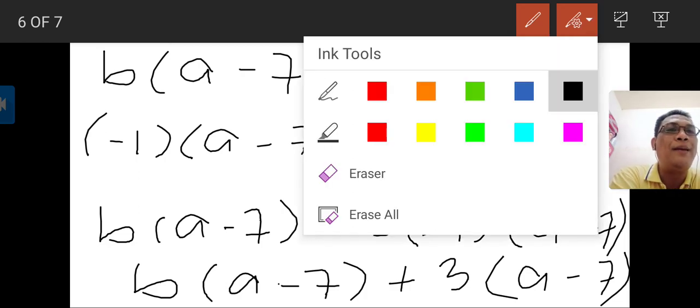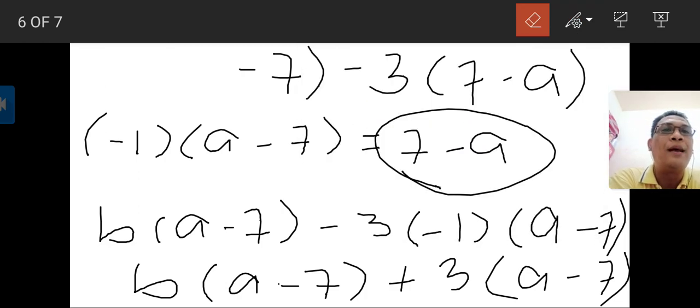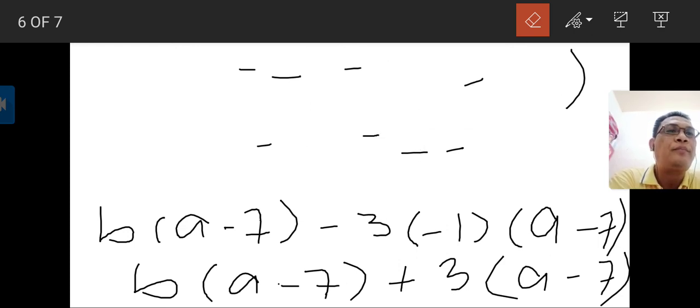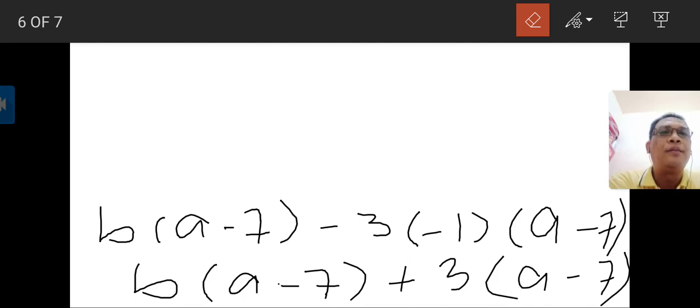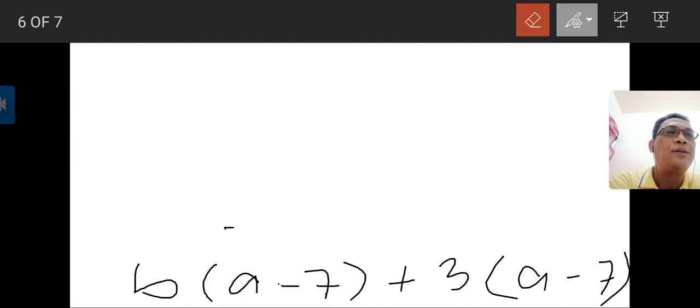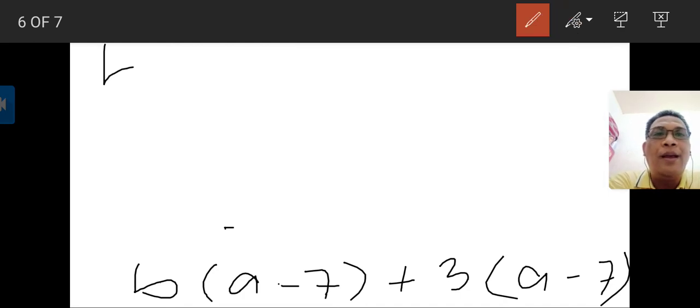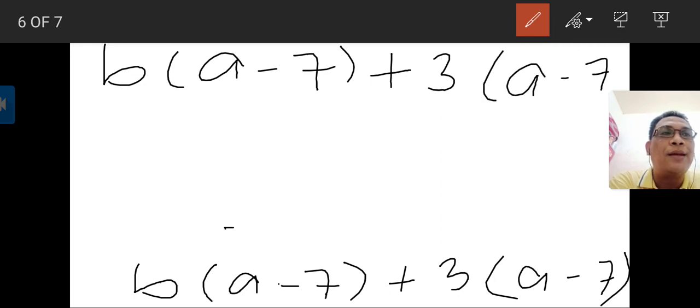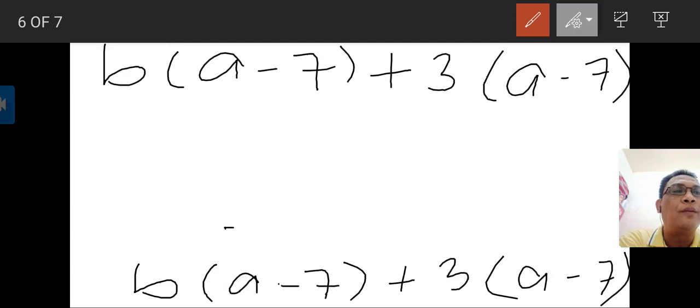Okay, let me erase first the upper part of our board for a while. Okay, so let us try to have that. So b to the quantity of a minus 7 plus 3 to the quantity of a minus 7.